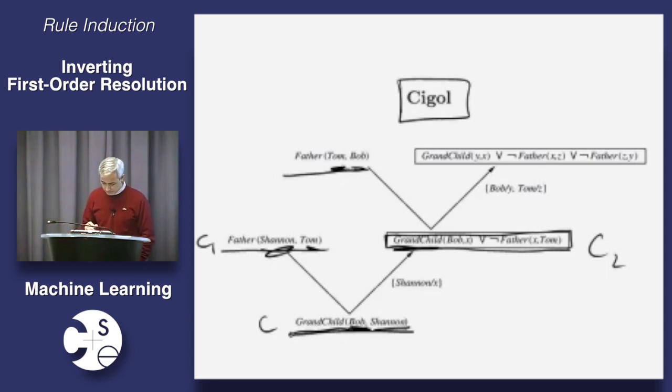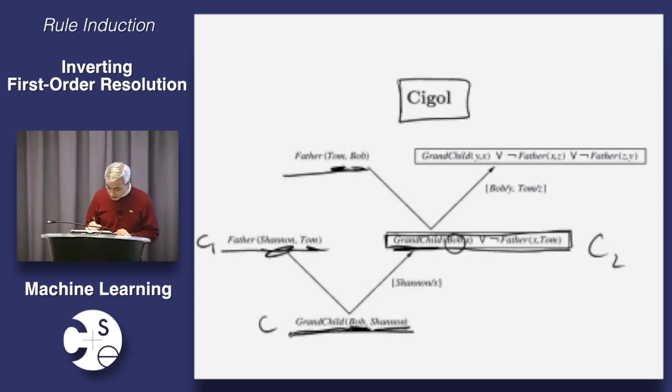Well, let's see. Bob appears in grandchild, right? Bob appears in C, but Bob did not appear in C1. So where must Bob have come from? It must have come from C2, right? And Bob appears as the first argument of grandchild, right? So it must have been the first argument of grandchild in C2. There are no two ways about that. Okay, everybody agree? Very good.